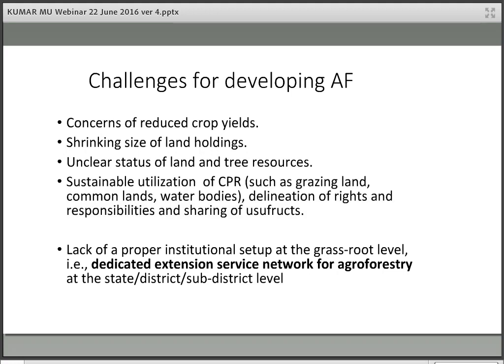The sustainable utilization of common property resources such as grazing land, common lands, and water bodies, particularly with respect to the delineation of rights and responsibilities and sharing of the use rights, is a major challenge. So there are common grazing lands and other kinds of common property resources. Utilization of those for agroforestry, or such sustainable utilization, is as of now yet another challenge.